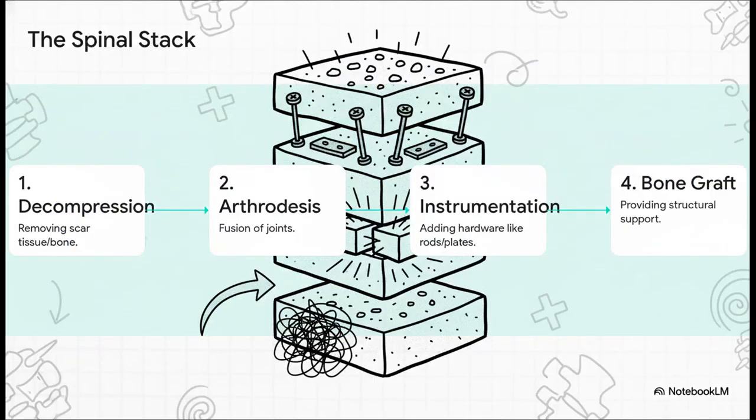So this stack has 4 main layers. You start at the very bottom with decompression, which is basically clearing out the problem area. Then on top of that, you add arthrodesis, which is the fusion of the joints. On top of that, you might add instrumentation. We're talking rods and plates. And finally, the very top layer is the bone graft to help the whole thing heal. Every single one of those layers is its own add-on code.